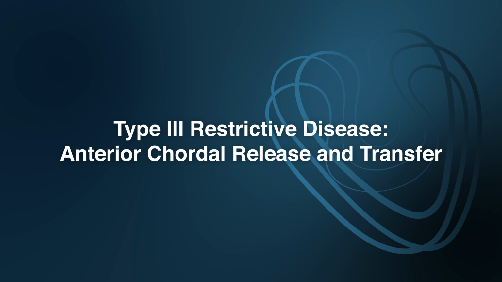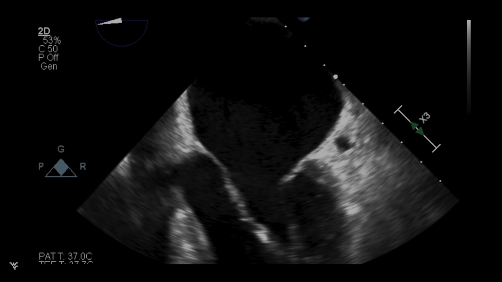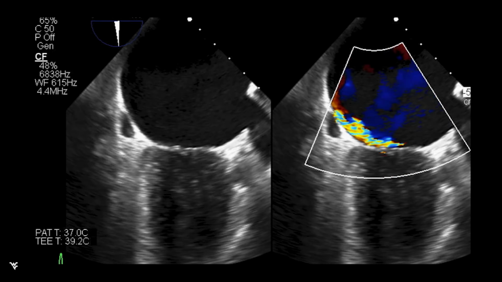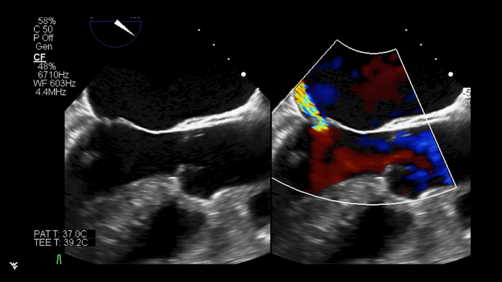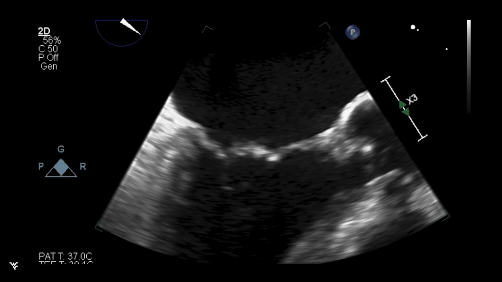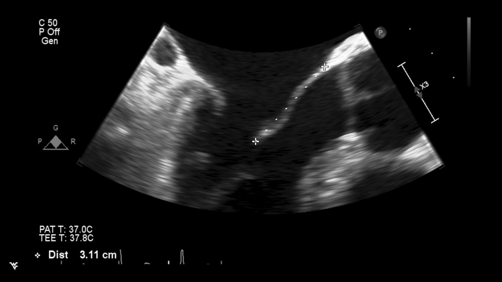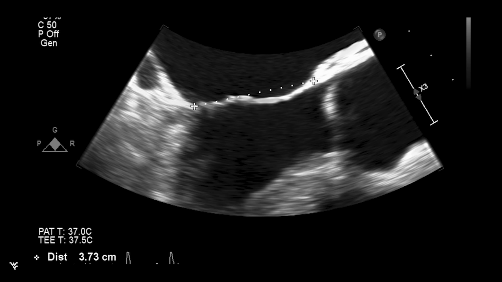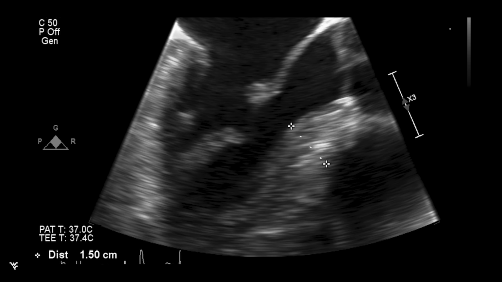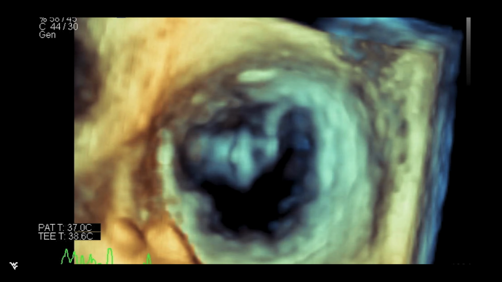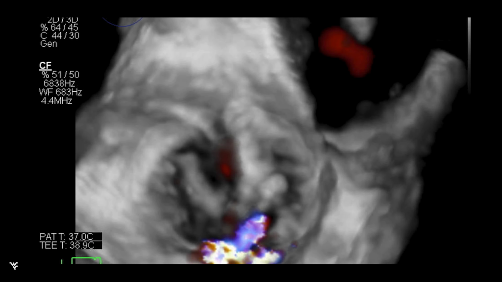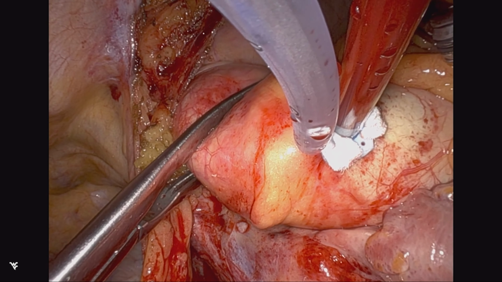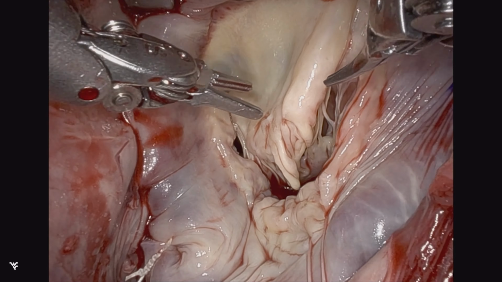Now, some of the more difficult challenges occur when it's not purely type 2 disease, but actually mixed or type 3 disease or restrictive disease. In this particular case, this is an 80-year-old gentleman presenting with coronary artery disease undergoing percutaneous coronary intervention, as well as atrial fibrillation that you can see has anterior leaflet override due to restrictive disease, not necessarily prolapse. This is a distinctive presentation that may be interpreted as prolapse, but is actually restrictive type 3 disease.